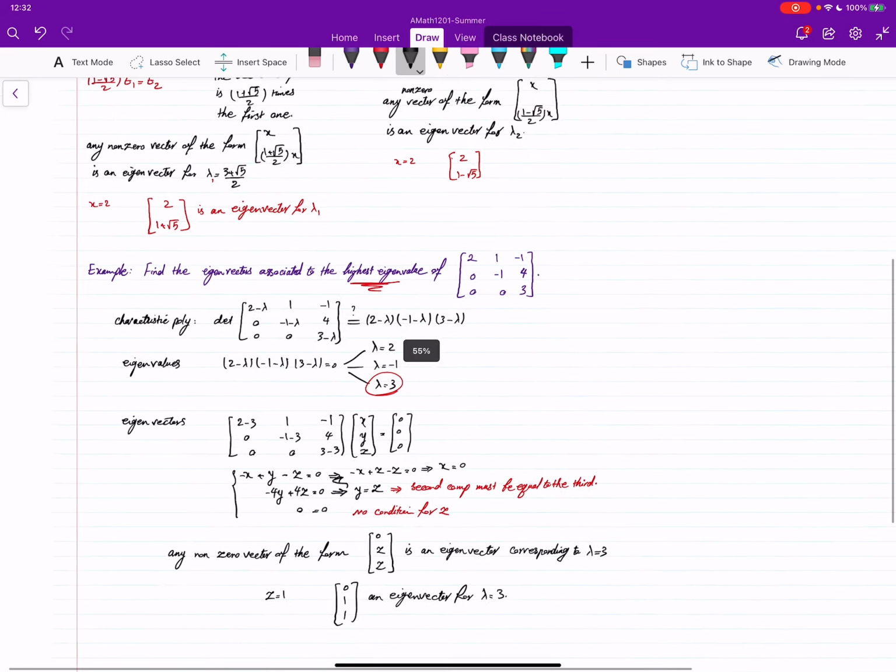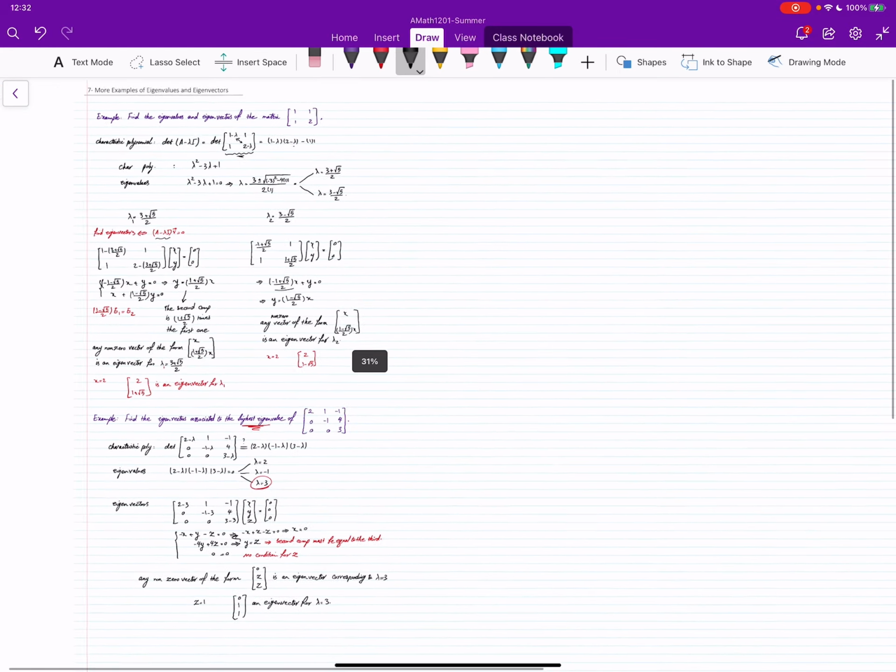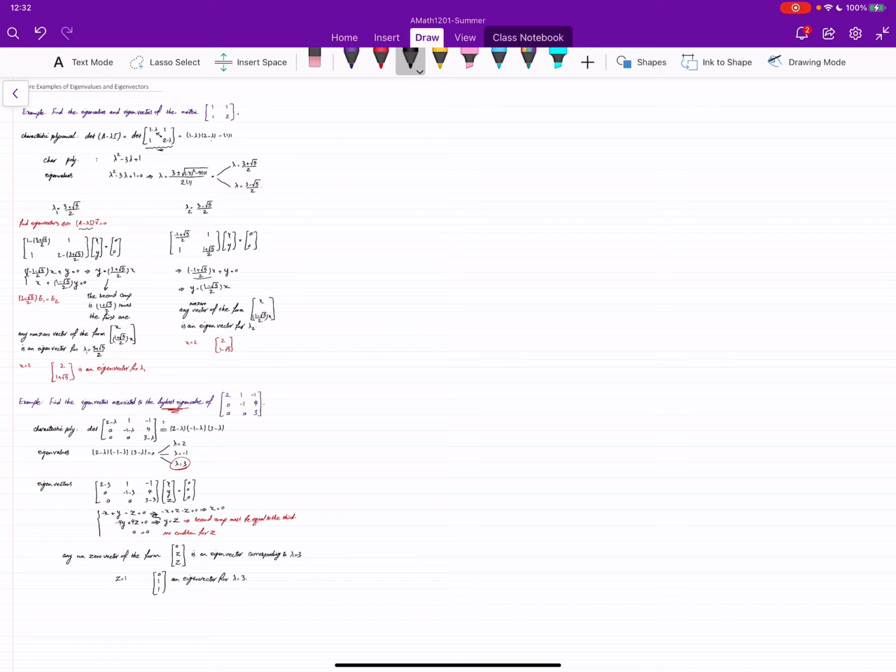So you see, we start with finding eigenvalues using the characteristic polynomial. Then if we have eigenvalues, we can go ahead, solve the system of equations and find eigenvectors corresponding to each one of the eigenvalues.